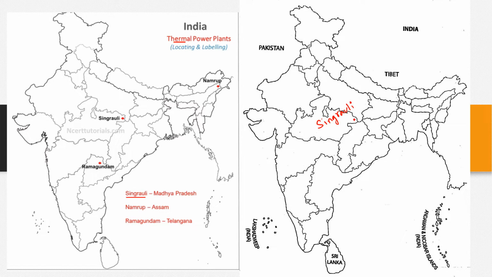The next place is Namrup, which is in the Assam region. Assam is one of the places where it is also in the border of Assam. You can see, right? It is in the border of Assam. You should not mark in any other place. It is in the border of Assam. That is Namrup.